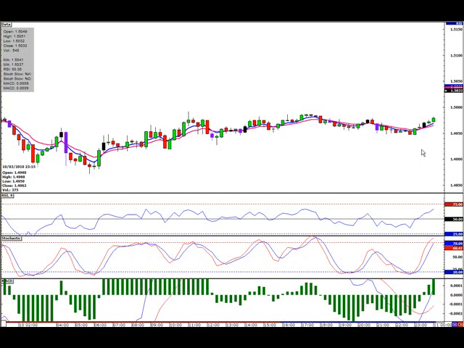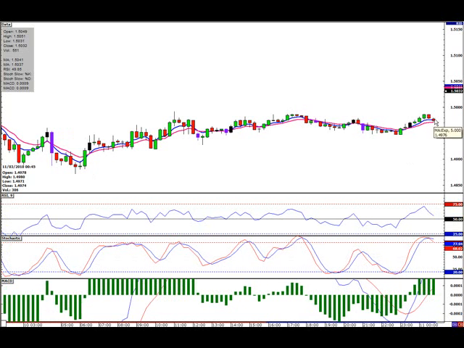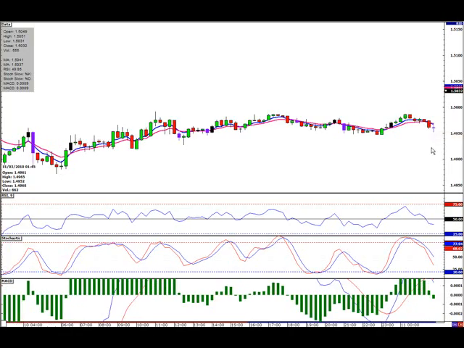Alright, so now let's move forward. And again, at this point I'm looking for short trades. I don't have news until 8:30, so I'm not worried about that.